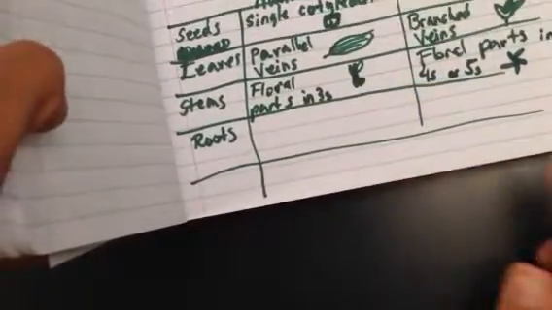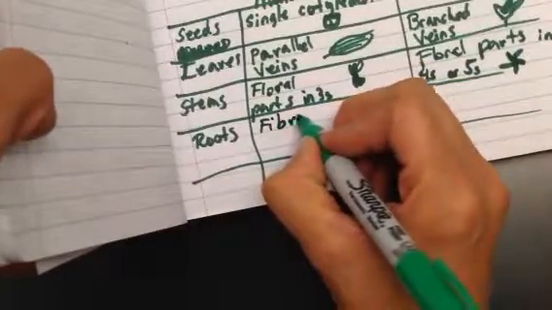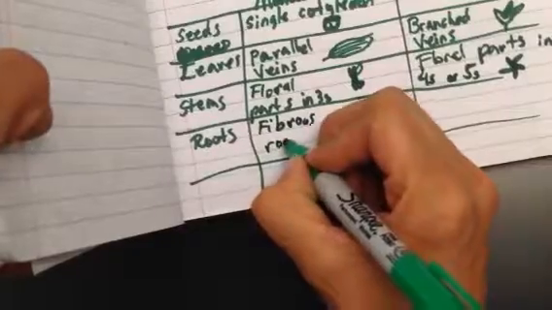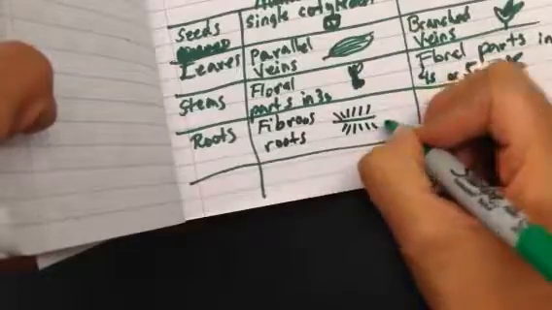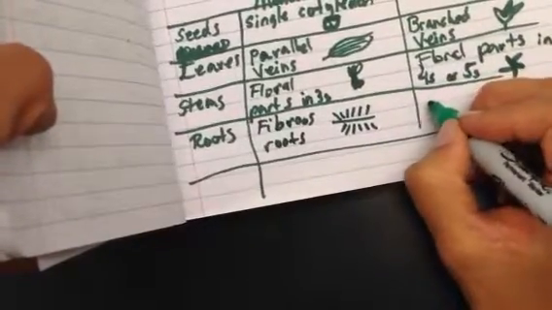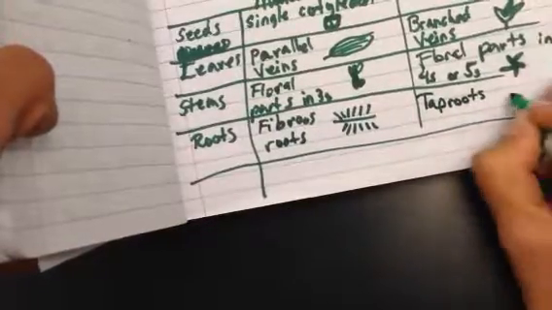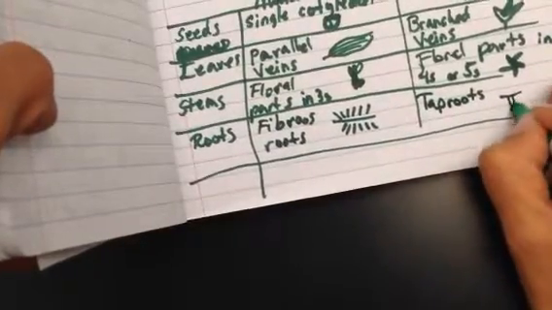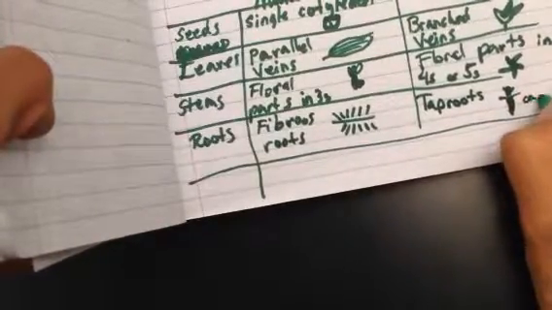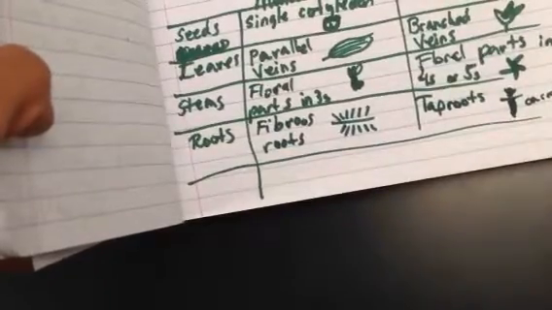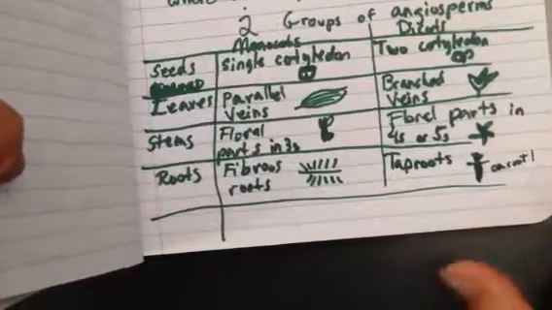And then finally you can tell by the roots. Monocots have fibrous roots, which are these little hairy, tiny little roots that kind of spread out all over the place. And dicots often have tap roots. And a great example of a tap root is a carrot. It's this really long main root. It's a carrot. All right, so these are your notes on angiosperms, flowering plants, and I'll see you on the next one.